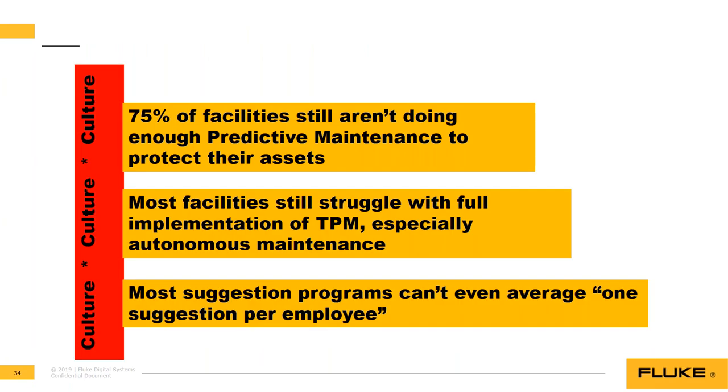But even with all this great stuff happening, 75% of facilities still aren't doing enough predictive maintenance to protect their assets. Most facilities still struggle with full implementation of total productive maintenance, especially that last step. How do they get the operators involved and get to some autonomous maintenance, with operators taking ownership over the assets and the machinery and equipment? TPM has been around over 25 years, and yet North America is still struggling with it. Most suggestion programs, you talk about people engagement in North America, North America averages less than one voluntary suggestion per employee, less than one. This company's doing over 30.